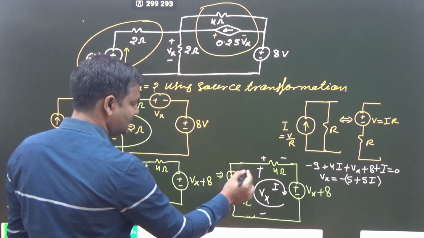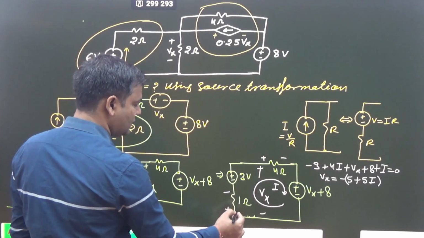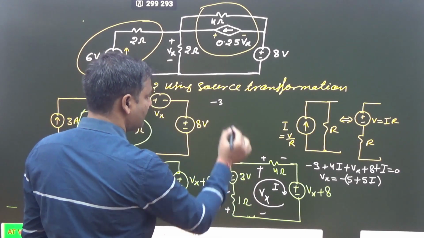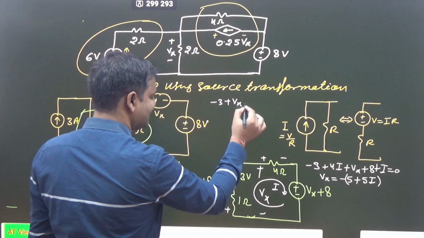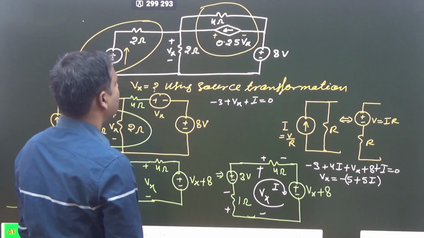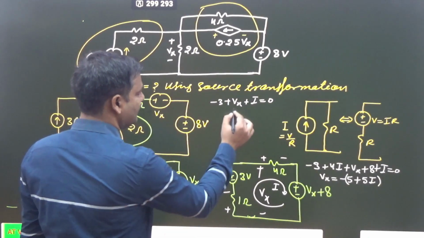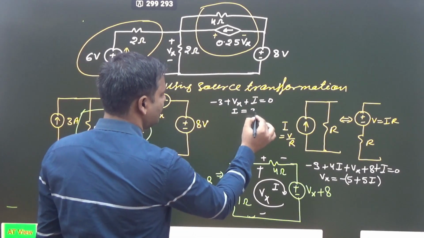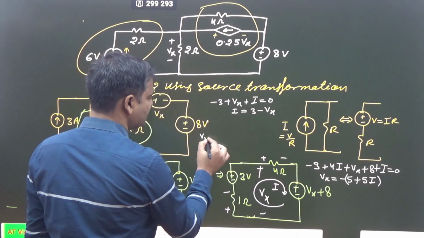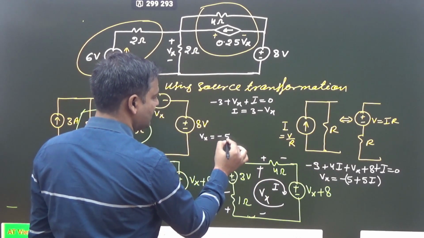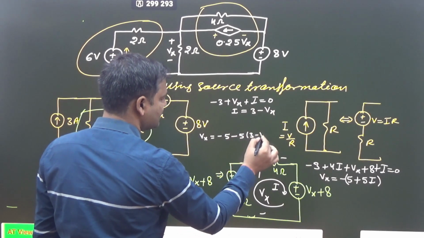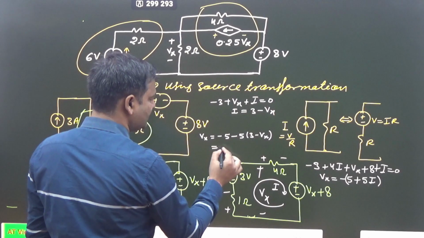Also apply KVL in this loop, then how much do we get? Minus 3 volt plus Vx plus I, this is equal to 0. Okay, so what about I? I is written simply as 3 minus Vx. That value put here, then we get Vx equal to minus 5 into I. I is 3 minus Vx. So how much is that?